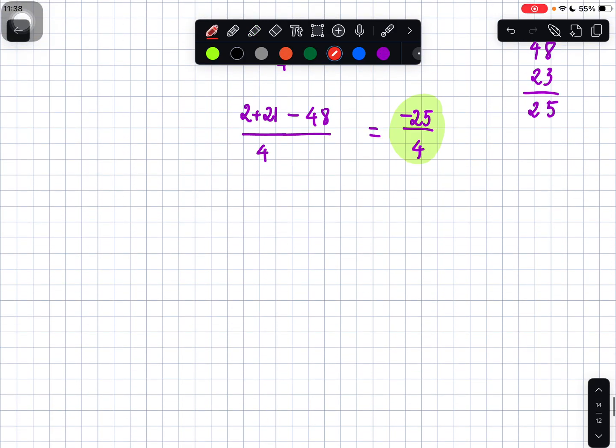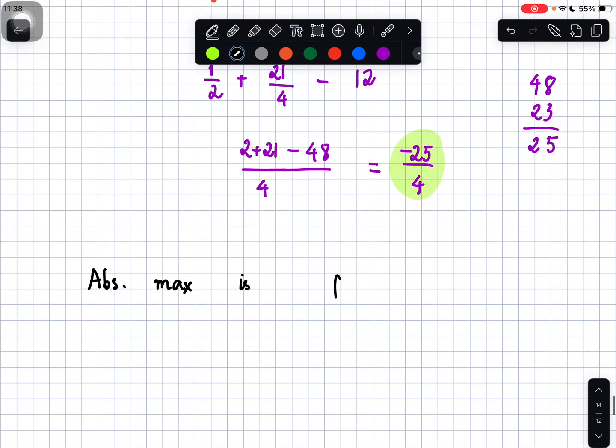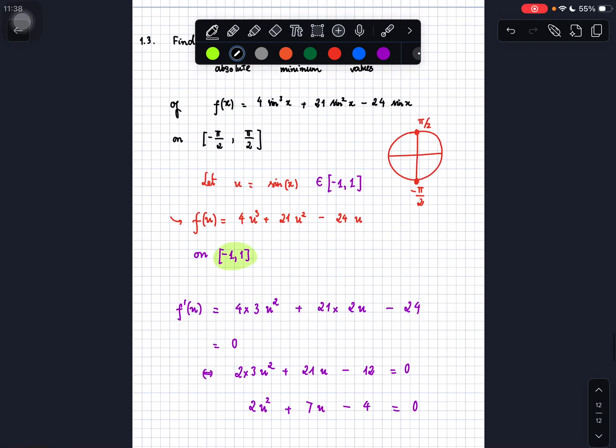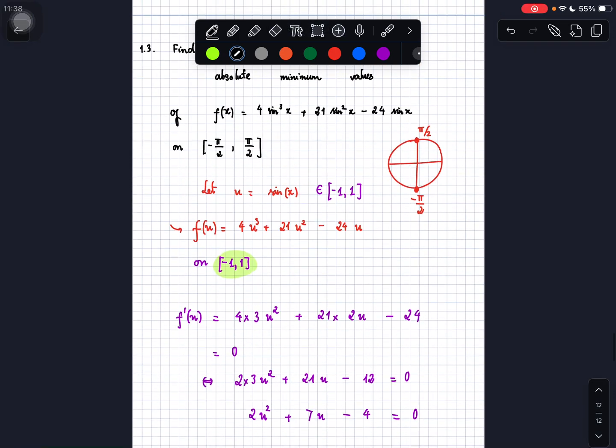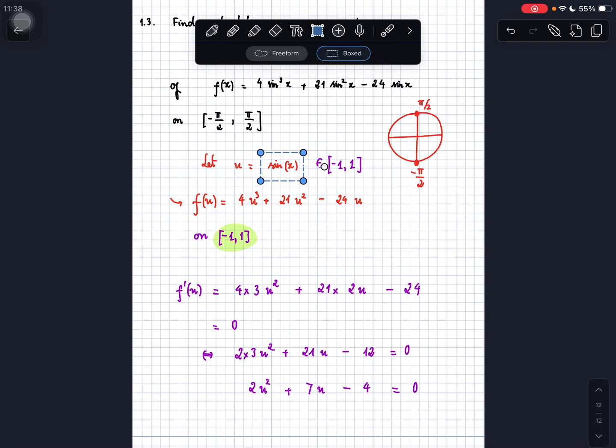Conclusion: absolute maximum is 41. F of minus 1 is 41, so at u equal to minus 1. They didn't ask us what the value of x is, but if they ask us, then we can find it: u equal to minus 1 means sine of x equal to minus 1.